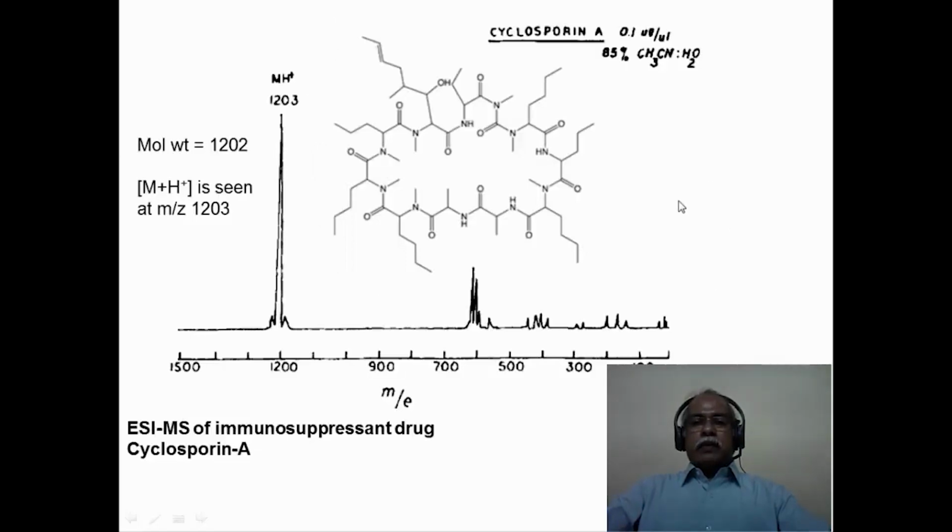This is cyclosporine. This is a large cyclic peptide. This is an immunosuppressant drug that is used in surgery, in organ transplant surgery. The molecular weight of this macrocyclic system is 1202, and this is essentially analyzed by the electrospray ionization mass spectrometer. You can see here the molecular weight plus the proton. In other words, the protonated species is what is detected. The concentration is something like 0.1 microgram per microliter, in about 85% acetonitrile water mixture. It is a highly polar solvent.